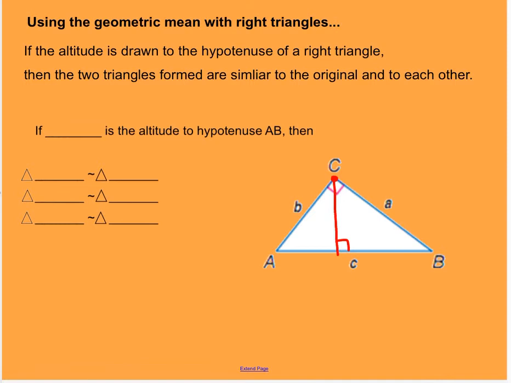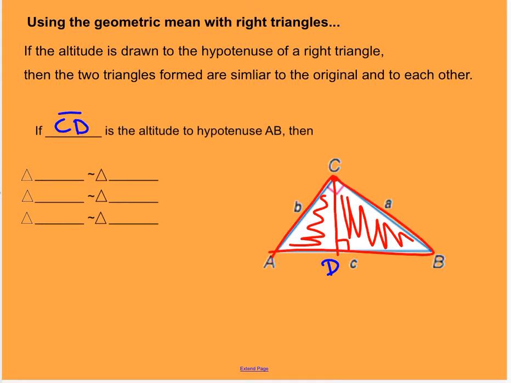Here's what this is saying. This triangle is similar to this triangle is similar to the big triangle. All 3 of those pieces are similar to each other. So if we create C, we'll call this D. So you've got 3 triangles. We'll call segment CD the altitude to hypotenuse AB, and then you've got three similar triangles going on here.